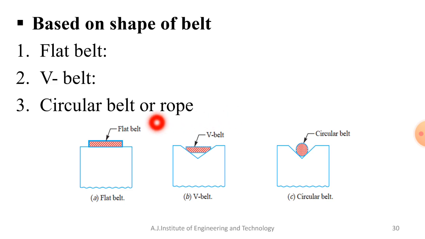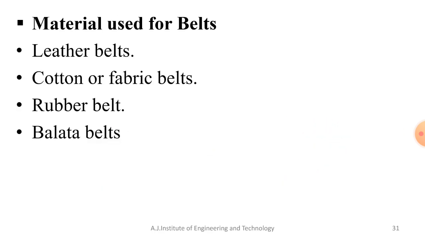So that is about classification of belt based on shape of belt. The main thing is the area here is rectangular, here it is trapezoidal, and here it is circular. Now we'll move forward, that is materials. What are the materials we can use for belt? There are four important belt materials: leather belts, cotton or fabric belts, rubber belts or balata belts. These belts we can use for any engineering application in order to transmit power from one shaft to another shaft.